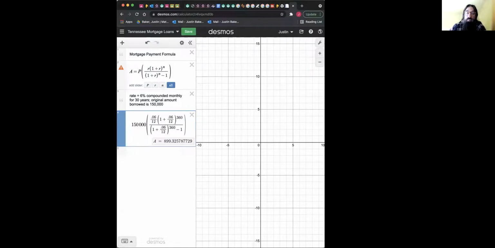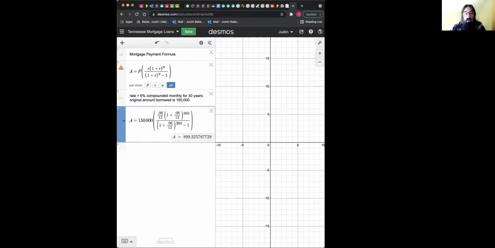So here we see that if somebody borrowed $150,000 at 6% interest compounded monthly, so that would be 30 years times 12, their payment would be $899.33, because we have to round it, per month. That's what we figured out. Here's the deal: if your number isn't exactly this, then you've not typed this formula in correctly. I need you to be able to type this in correctly every time. So that's the first example.